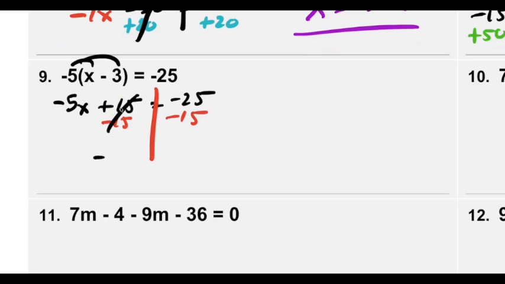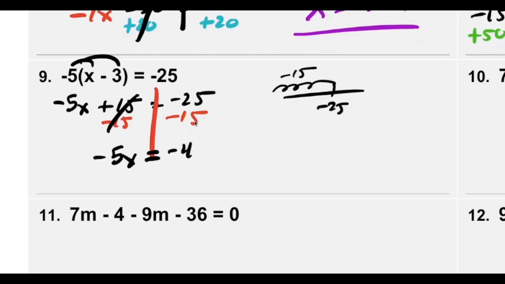These cancel. I get -5x equals -25 minus 15. You're at -25 and you have to go back another 15 to be -40. Always like to say, if they're the exact same sign, you just add them. So just add 15 plus 25, you get -40. Now I get divided by the -5. Two negatives make a positive, so I get x is equal to 8.